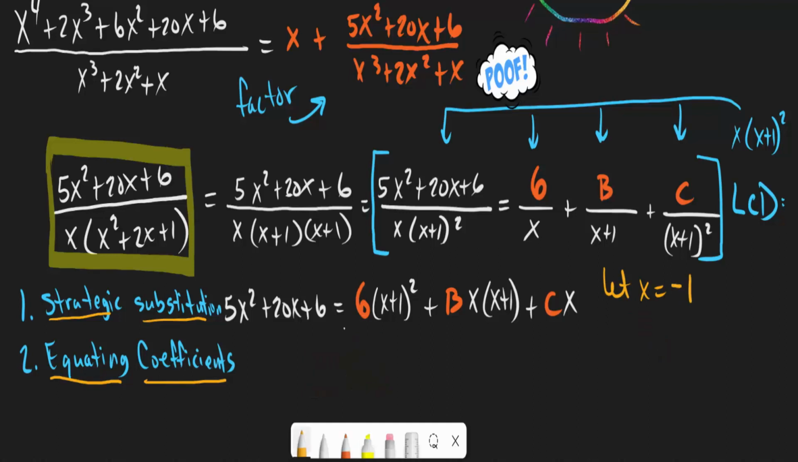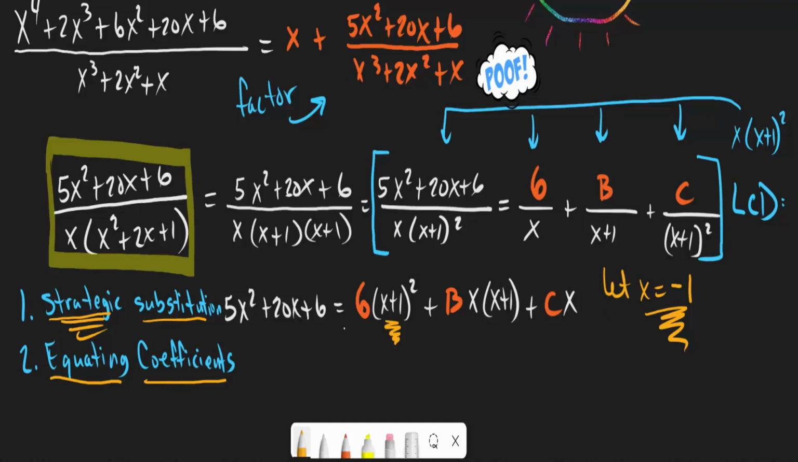This time, let's go ahead and let the x be equal to -1. Now again, we call it strategic because I'm not just picking these numbers out of the blue, right? I'm looking at the factors. For example, this linear factor right here is x plus 1. So if I plug in a -1, that's going to make that whole term 0. And when you make things equal to 0, they disappear and they allow you to solve whatever's left over.